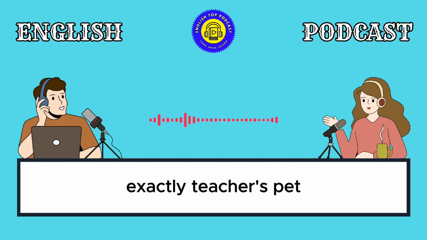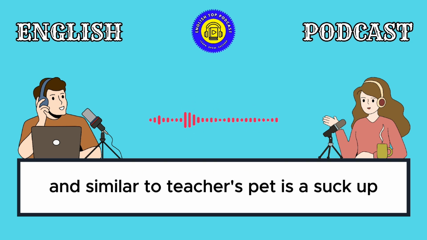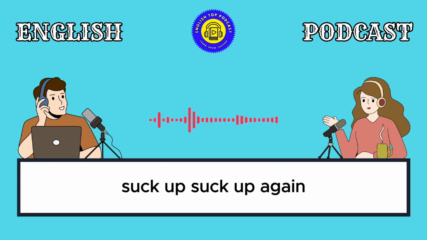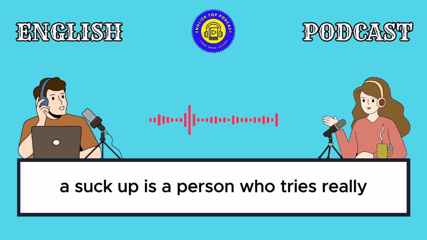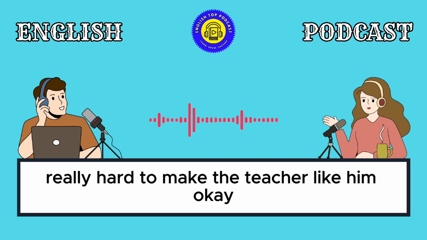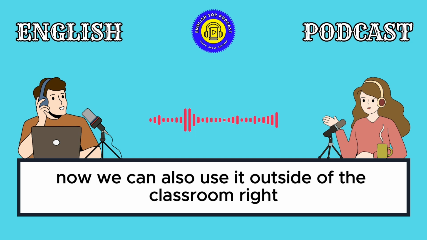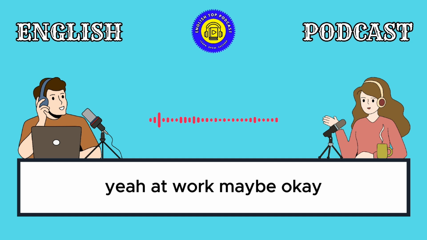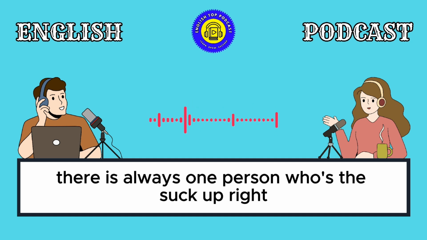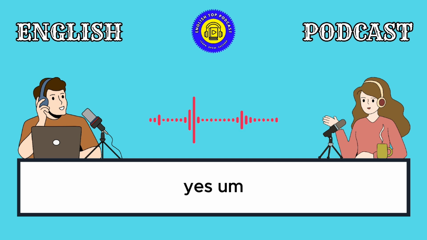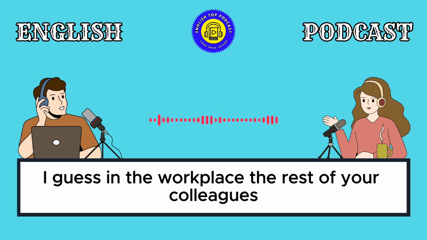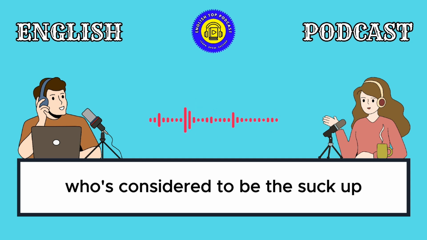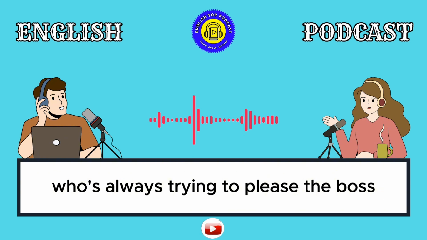Yeah, exactly. Teacher's pet. And similar to teacher's pet is a suck up. What is a suck up? A suck up is a person who tries really, really hard to make the teacher like him. Okay, now we can also use it outside of the classroom, right? Yeah, at work, maybe. There is always one person who's the suck up. Again, this has a negative meaning in English. In the workplace, the rest of your colleagues don't really like that person who's considered to be the suck up, who's always trying to please the boss.